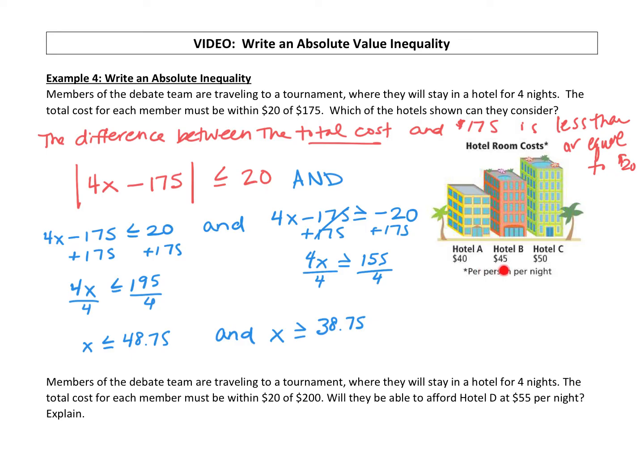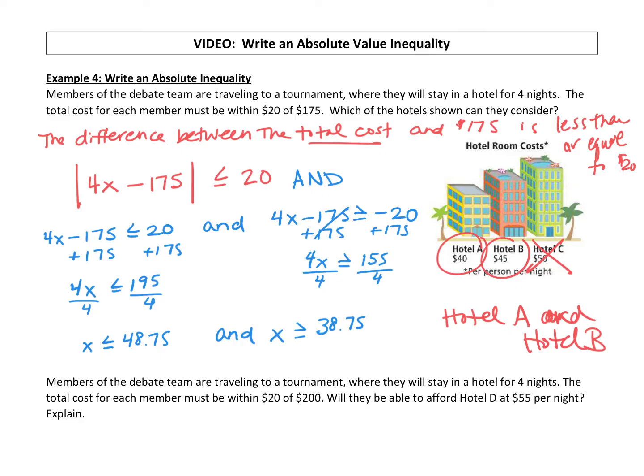So if you look at your 3 hotels, which hotel falls within this range? What's less than 48.75? Well, Hotel C is not less than or equal to 48.75, so that's too expensive. We can't afford that. But it also has to be greater than or equal to 38.75. So Hotel A is greater than or equal to that, and Hotel B. So we actually have 2 hotels that we could stay at. So the debate team can consider Hotel A, and they can consider Hotel B.